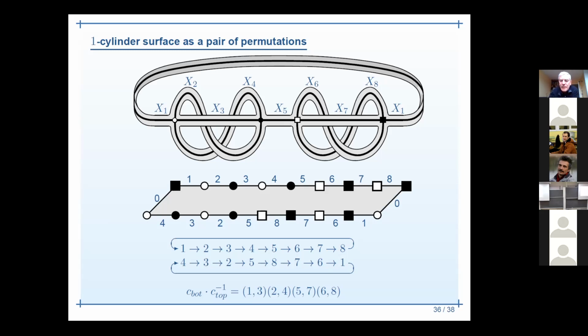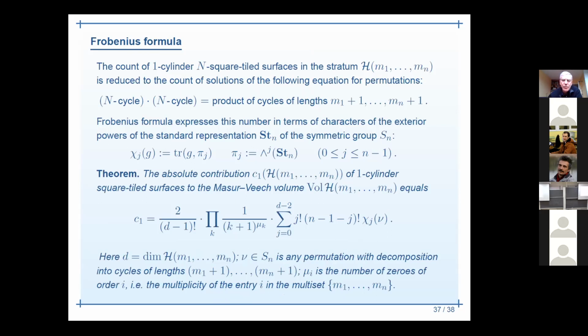Now, the vertical permutation is some permutation. And the condition that we belong to a certain stratum is the condition that the commutator of the two permutations has a given decomposition into cycles, meaning a given decomposition into interesting cycles. So when we have a complicated square tile surface, then the commutator of the horizontal permutation, which tells who is the right neighbor, and the vertical permutation, which tells who is the top neighbor, gives something interesting only when we go around a zero. When we take a regular square where everything is completely flat, we go to the right, top, left, bottom, and we come back to the same square as before.